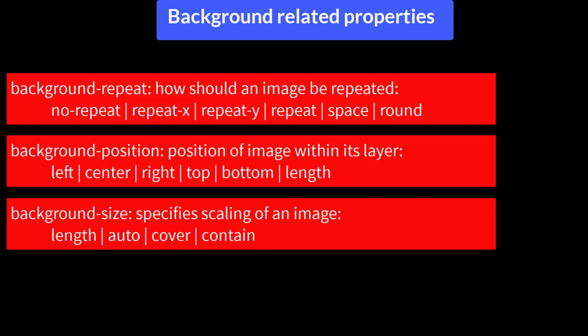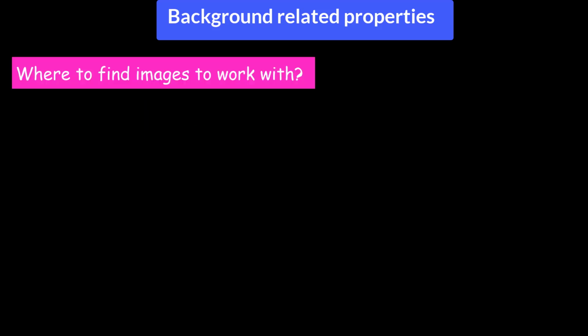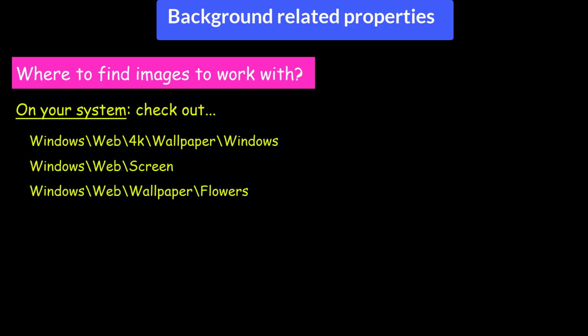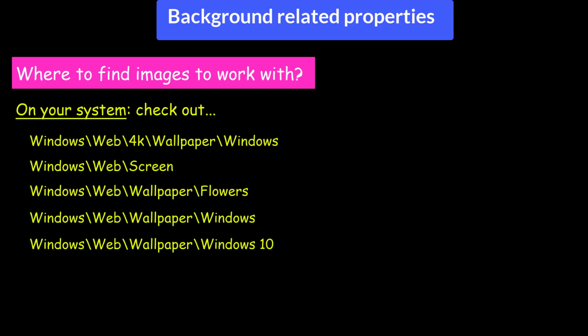Now, it would be nice to demonstrate using these properties, but first we ask, where can you find images for your background to work with? Here's some ideas. Search for images on your system. In Windows 10, Microsoft does not supply as many images as they used to, but you might look in these directories: Windows/web/4K/wallpaper/Windows, Windows/web/screen, Windows/web/wallpaper/flowers, Windows/web/wallpaper/Windows, and Windows/web/wallpaper/Windows 10. And you may find others as you poke around.